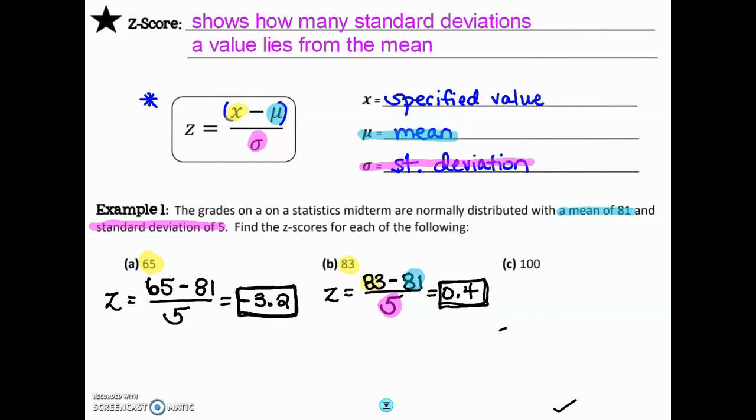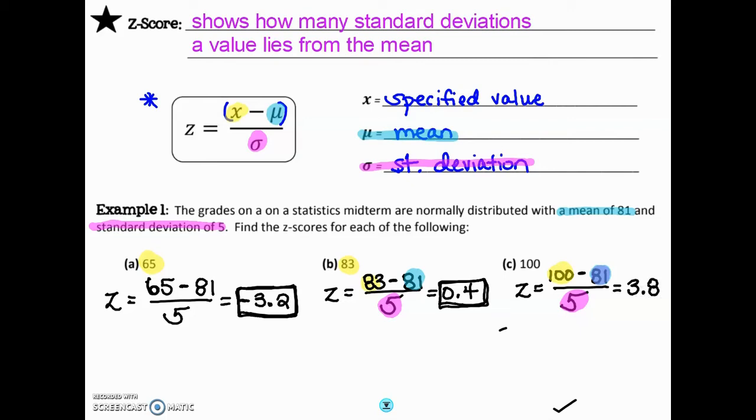What if I got 100 on this statistics test? Well, same formula. I'm just now changing out what my yellow value is. As you see, each time I kept that 81, that blue, which was mean, and I kept that 5 every single time across the board. But what changed was my specified value, what I got on my midterm. So once I do this out, my answer comes out to be 3.8.